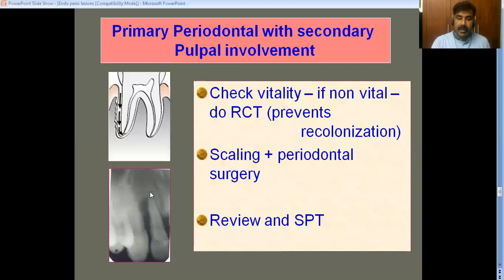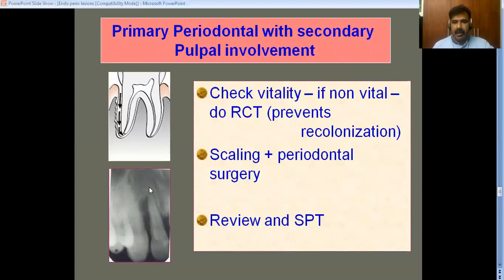So in such a condition, always remove all the microorganisms from this area, completely obturate that area, so this area is made sterile and sealed. Now you address this area. So in a primary periodontal with secondary pulpal involvement, always do endodontic treatment first, followed by periodontal treatment. After that, you can put the patient on review and SPT. SPT is nothing but supportive periodontal therapy. So that is how you should plan your treatment.